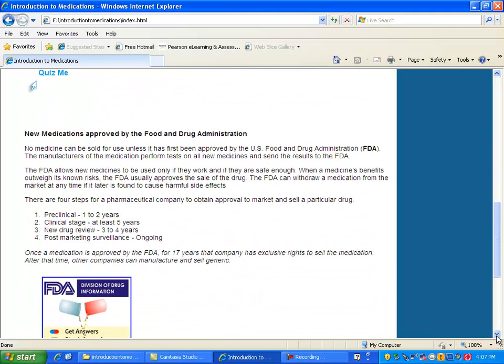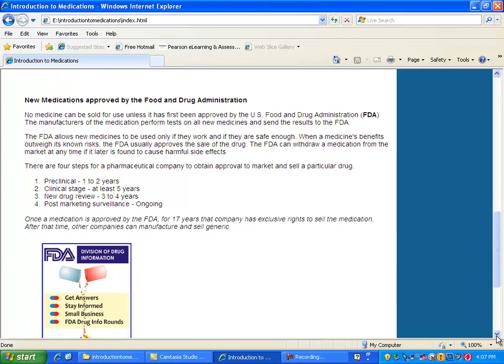New medications are approved by the Food and Drug Administration. No medication can ever be sold unless it's first been approved by the U.S. Food and Drug Administration, also referred to as the FDA. The manufacturers of this medication perform tests on all new medicines and then send these results to the FDA.